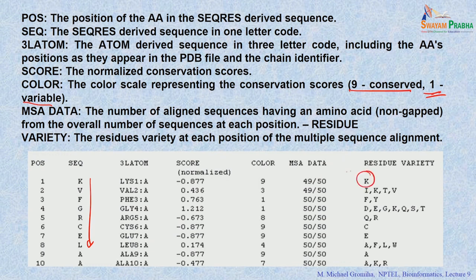So what is the variability? The first one is mainly lysine and the second is lysine by lysine, so that means highly conserved. And the second one, valine, is occupied by different residues, isoleucine, lysine, threonine and valine. So this is why the color code is 3, that means this is not conserved, this is variable. Here this is occupied with lysine, so the color code is 9, so it is highly conserved. Likewise, if you see the same residues, it is highly conserved. If there are only 2 residues, it is conserved, the color is 8. Then it will be highly variable, right. So you can see the color is 1.